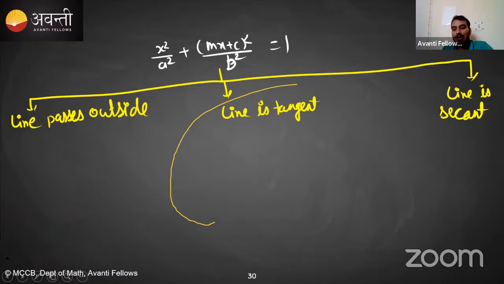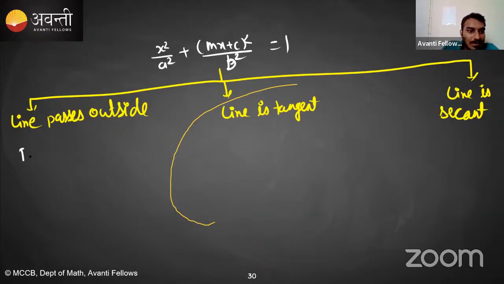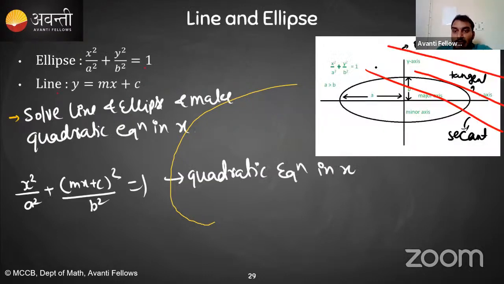Now student, tell me, if the line is passing outside, then on solving line and ellipse, we should not get any solution. Yes or no? So it means the discriminant of this quadratic equation should be less than 0. Similarly, if the line is a tangent, then on solving the line and ellipse, we should get exactly one solution, so the discriminant should be 0. And if the line is secant, then we are getting two different values of x.